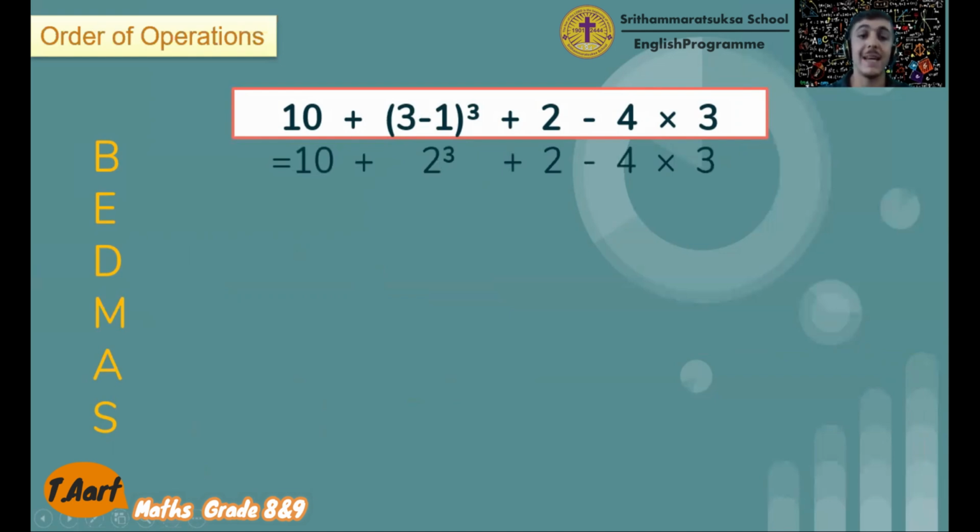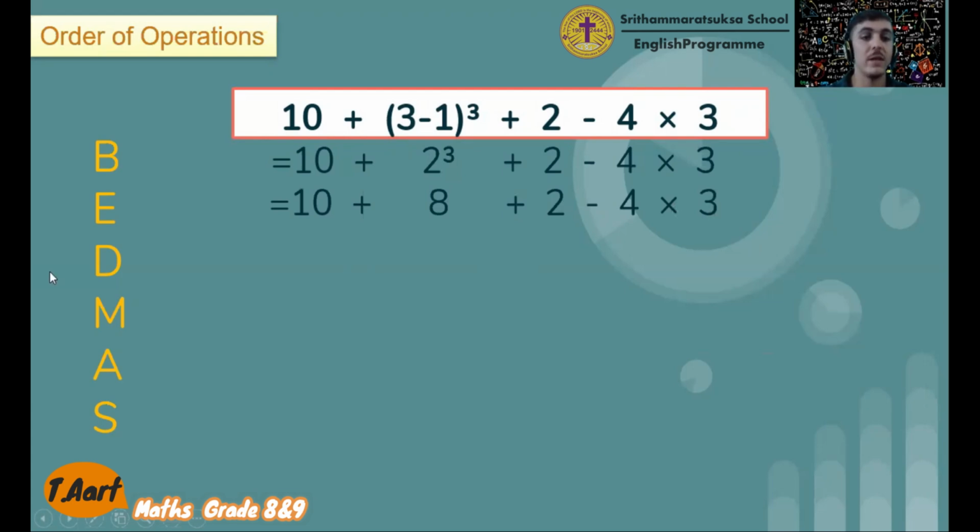The second step is the exponent, that power of 3. This means 2 times 2 times 2. 2 times 2 is 4, times 2 is 8. So then we have 10 plus 8 plus 2 minus 4 times 3.